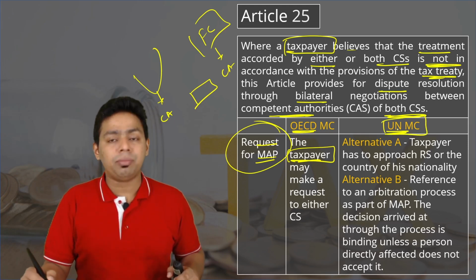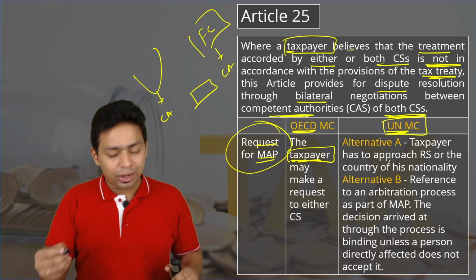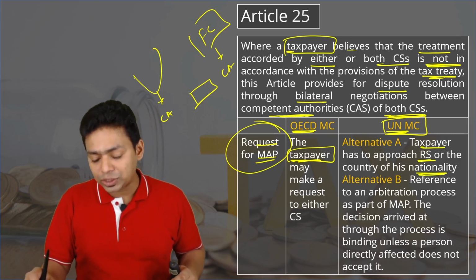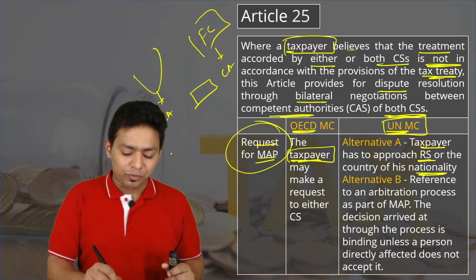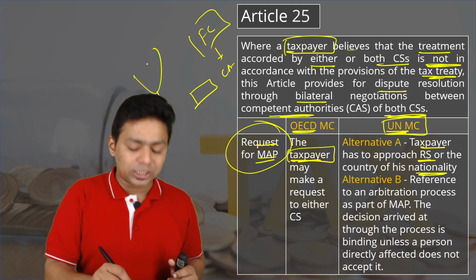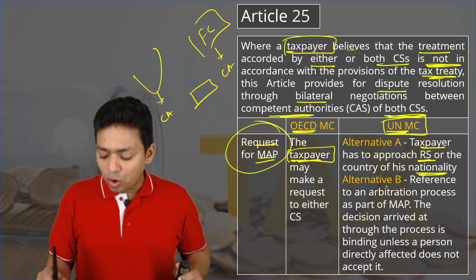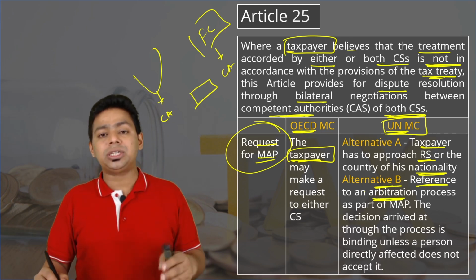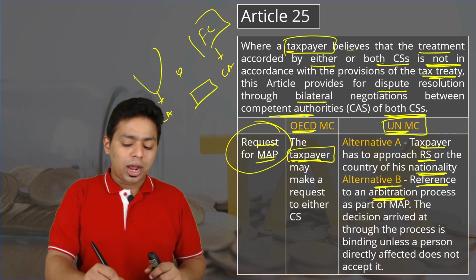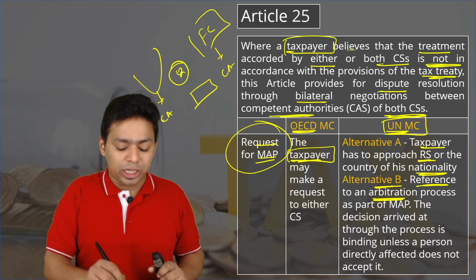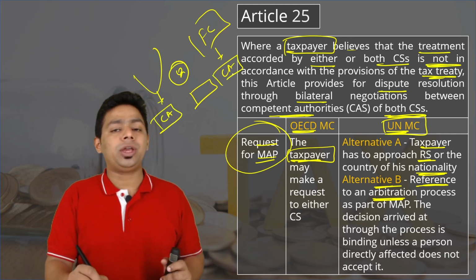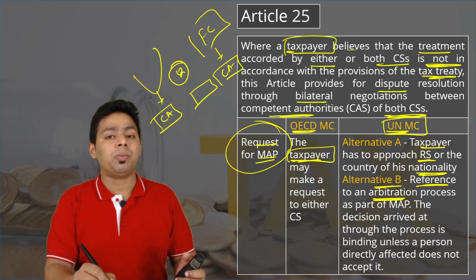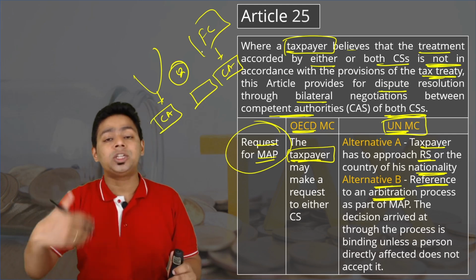In the United Nations model convention, alternative A, a taxpayer has to approach the resident state or the country of his nationality. That is the first option. So if he is an Indian citizen, he should apply to the CBDT or Indian authorities. In alternative B, he should make a reference for arbitration. Arbitration means they will appoint a third party, and the third party will give the solution. When the competent authorities are not able to give him a solution, he may request arbitration.